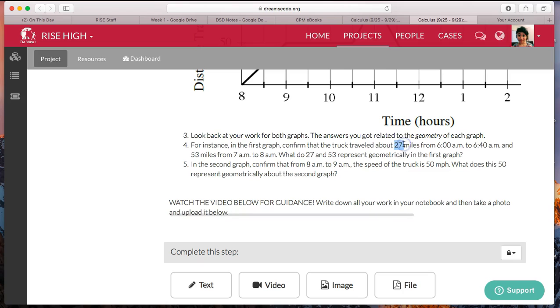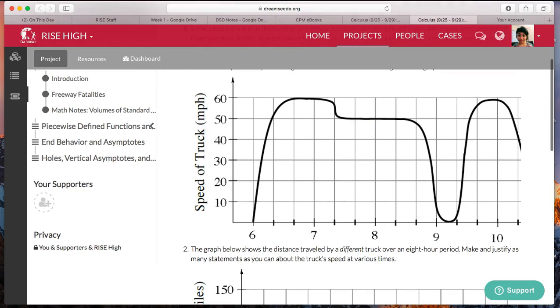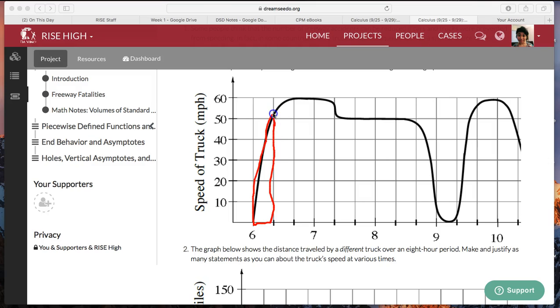So a way we can create a more accurate area is if we break this up. So instead of doing one big triangle, we can do a rectangle right here, and a triangle, and then find the area of each separately and add them together. So if you, for yourself, can confirm what the area is of this triangle and the area of this rectangle to see what the distance we traveled from 6 a.m. to 6:40 a.m., you can go ahead and confirm that in your notebook.